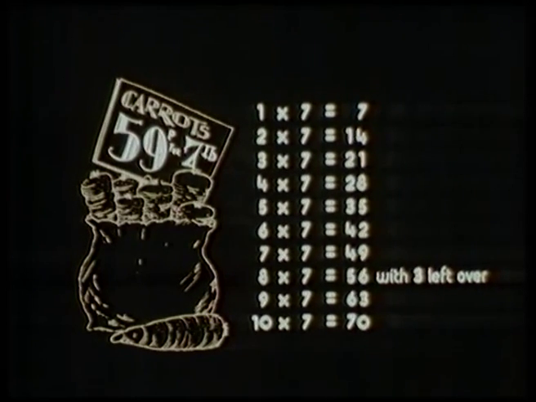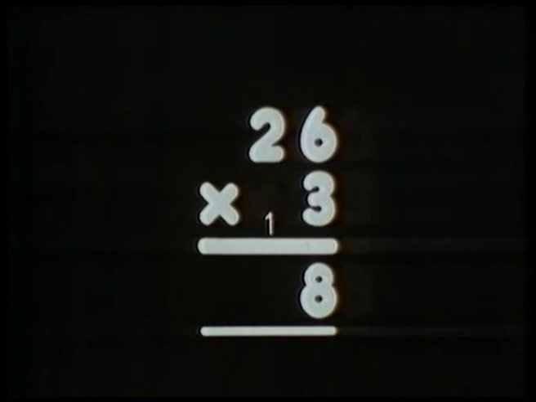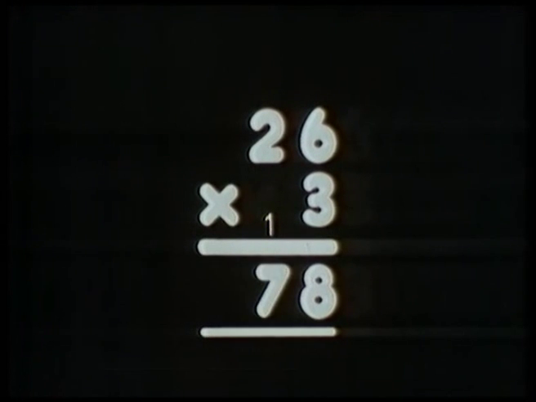Now some multiplying. 26 times 3. First, the ones column. 3 times 6 is 18. Too big for the ones column, so we put the 8 in the ones column, and the 10 we carry over into the tens column, like this. Next, the tens column. 3 times 2 is 6 tens. Add the 10 that we carried over to get 7 tens in all, and put that here in the tens column. 78 is the answer.